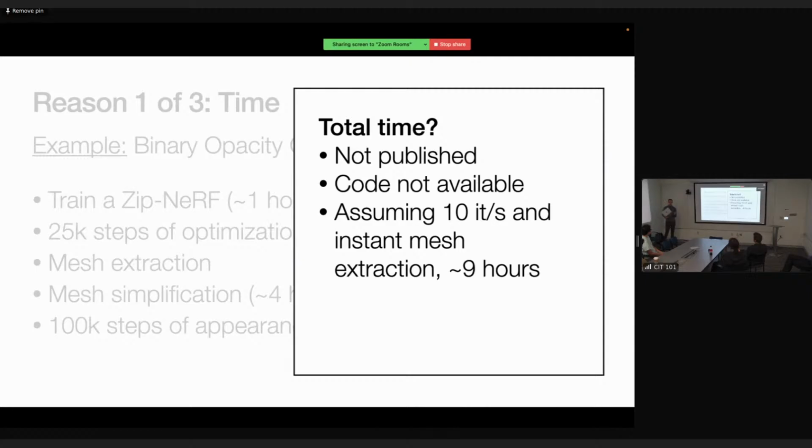By contrast, our method takes roughly 4 hours, which is still not great compared to Instant NGP and 3D Gaussian splatting and whatnot, but it is a lot faster than baking.